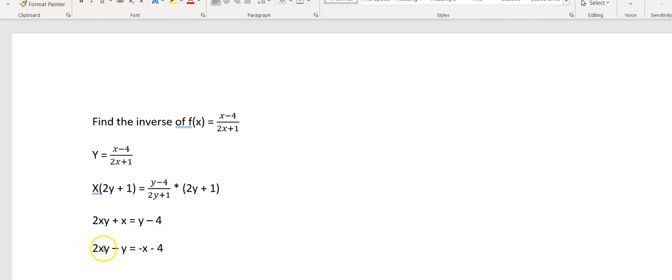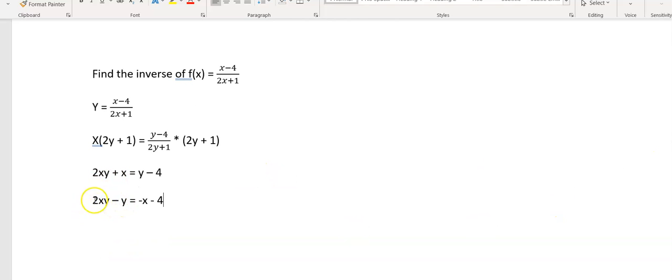Okay, now, here's the tricky part of these. When we get to this point where we have two terms containing y, we can't add these together because 2x and the minus 1 that's there are not like terms. So what we're going to do is a trick. We're going to factor a greatest common factor of y out of this left-hand side. So if I factor y out of the first term, I'm left with 2x. And if I factor y out of the second term, I'm left with a minus 1. And then I still have negative x minus 4 on the right side.